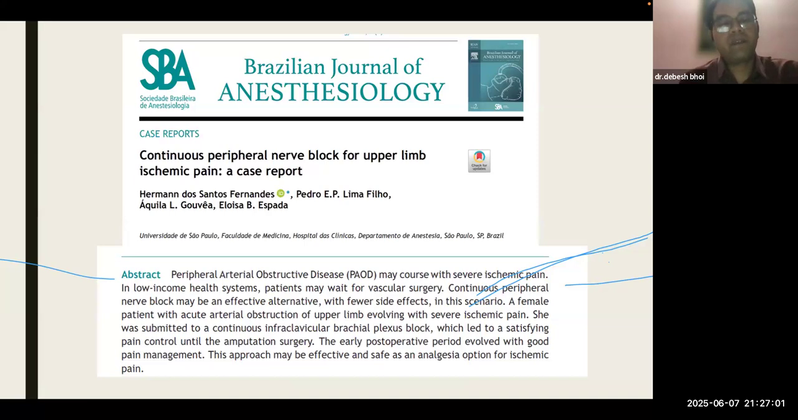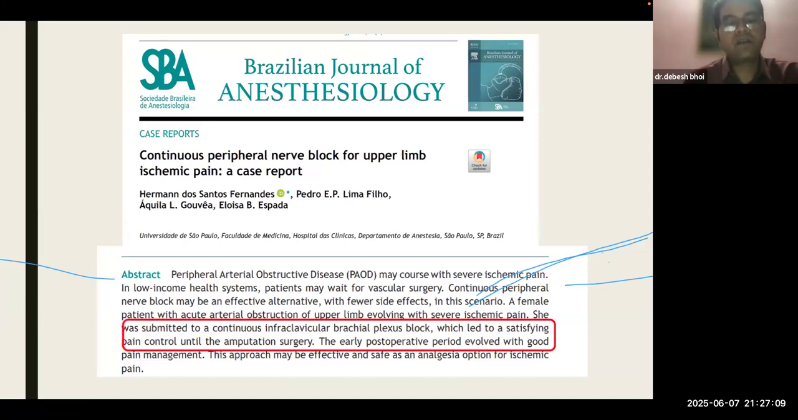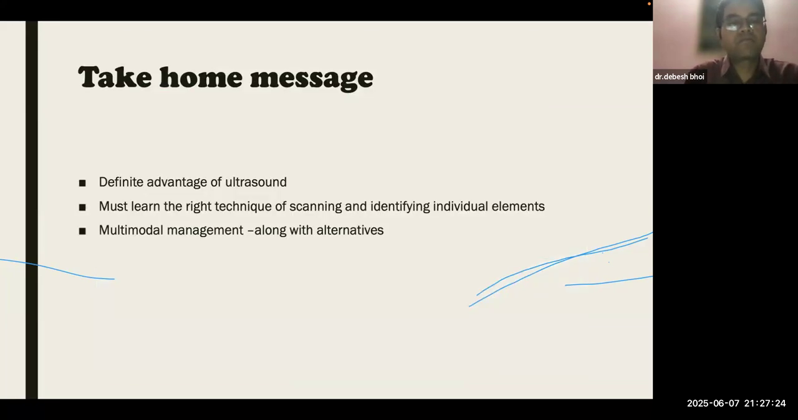Again, sometimes it might be a peripheral arterial disease with severe ischemic pain. In this case that is reported, they offered a continuous infraclavicular block, which led to satisfactory pain relief until the amputation. This is the window period. Basically, the patient is waiting for amputation, but the pain is severe. So in that case, they planned an infraclavicular catheter, and the pain was managed with that.